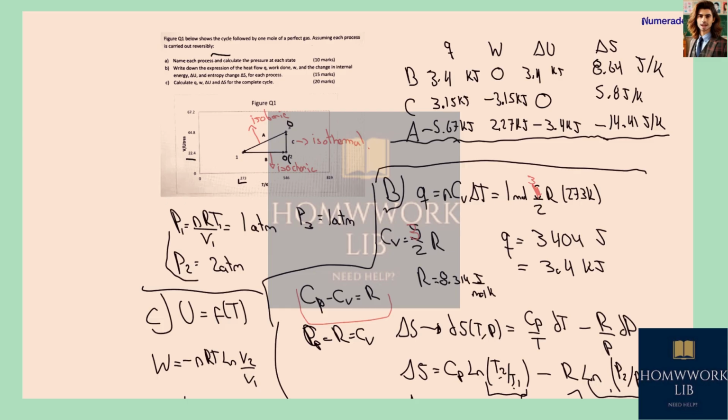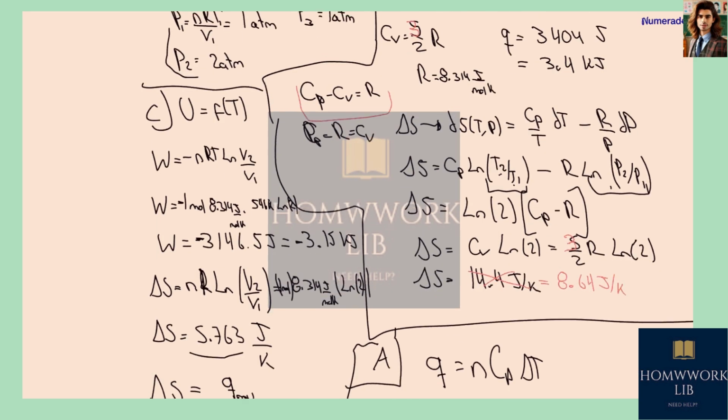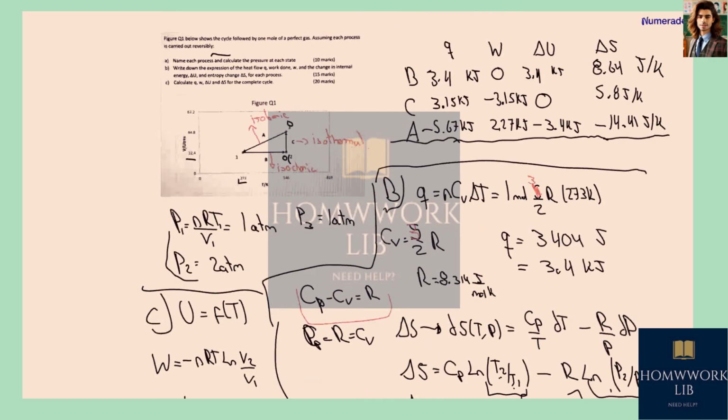So in the case of entropy, we're going to have 8.64 plus 5.85. Oh, sorry, over here, apparently I made a transcription error. It was 5.76, not 5.85. Over here, we're going to get a total change of entropy of 0.01 joule per Kelvin, or essentially 0 joules per Kelvin, because this is going to be a reversible process.